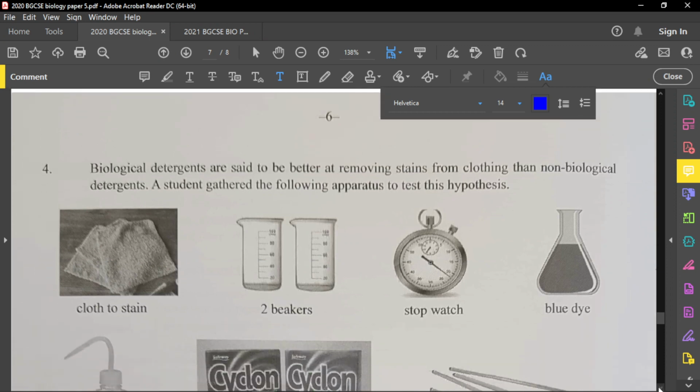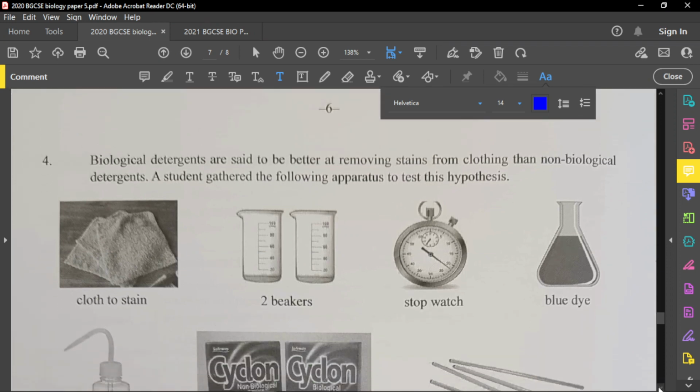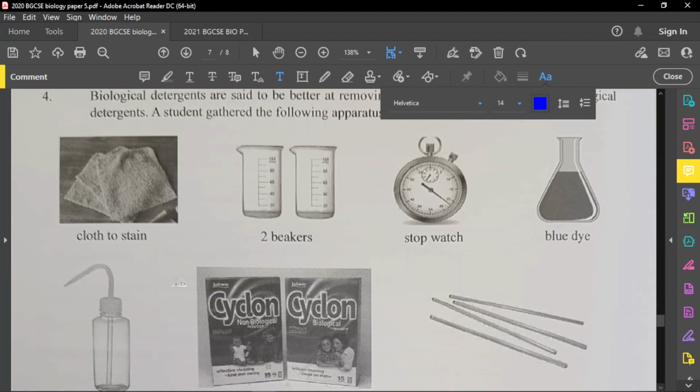Now, number 4. Because of the pictures, to be better able to view them, you have a little bit of a darker background here. That's the best I could do. It said biological detergents are said to be better at removing stains from clothing than non-biological detergents. A student gathered the following apparatus to test this hypothesis. Here you have a cloth to stain. That's important, the cloth to stain. We have 2 beakers, a stopwatch, and then we have blue dye.